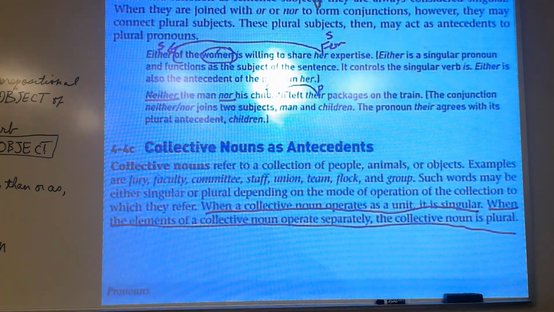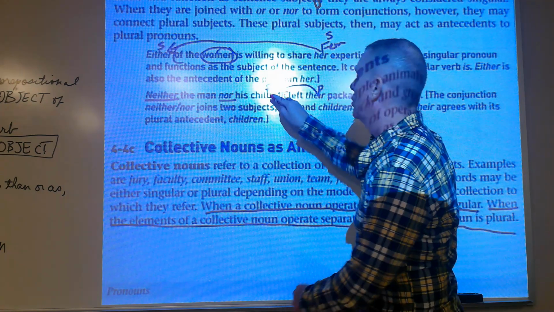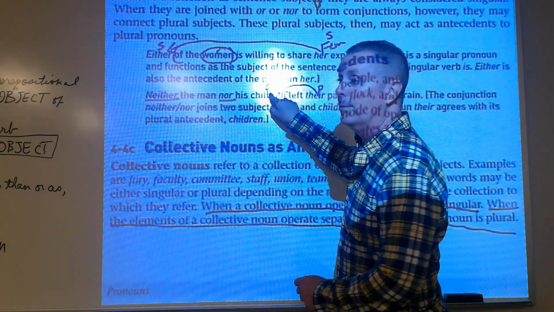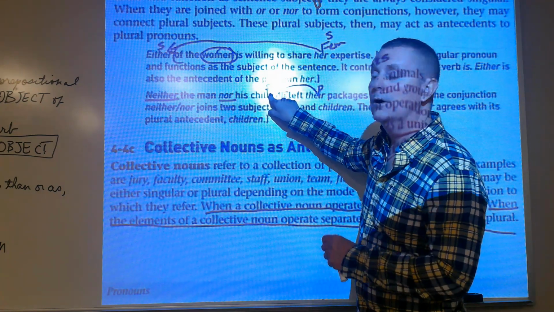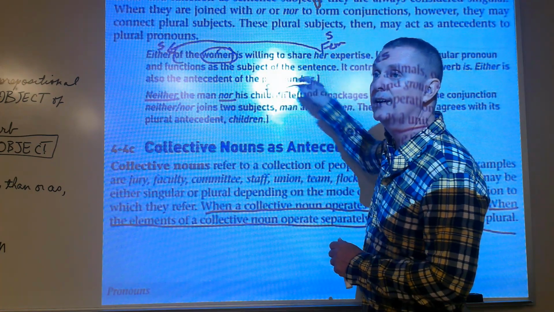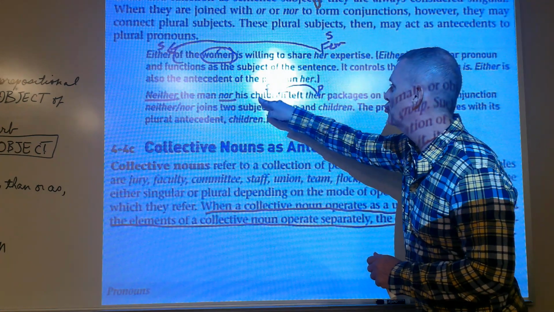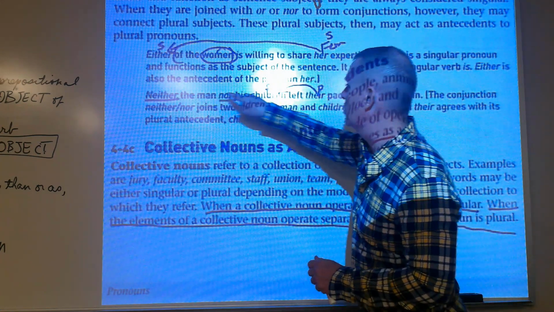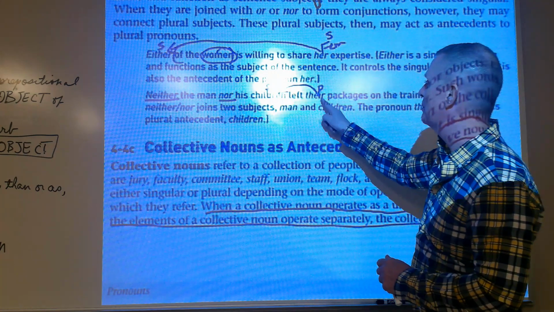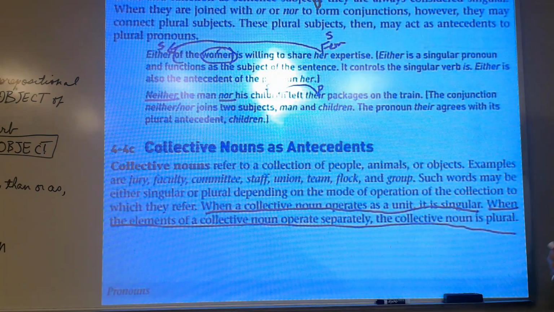Now, here's an or, nor. Neither the man nor his children. Okay, so remember with the either, or and neither, nor, pay more attention to the one closer to the pronoun referring to it. So nor the children. Man is singular, children is plural, so I'm going to use a plural pronoun to refer to the closest one, children.